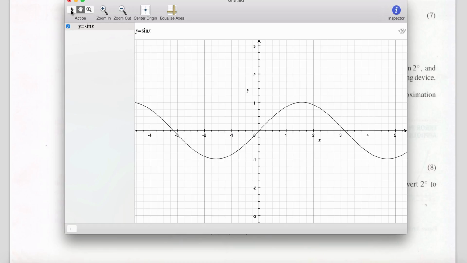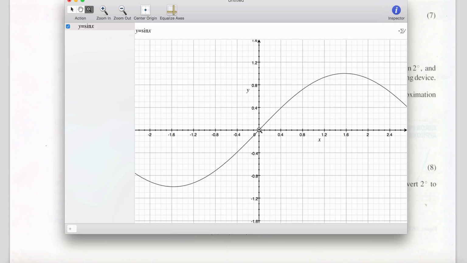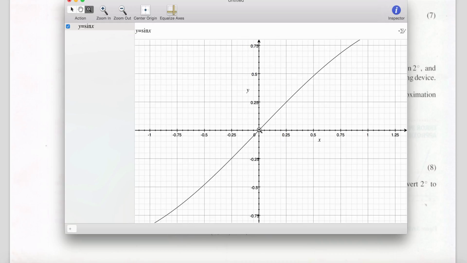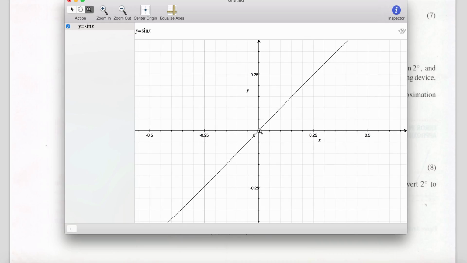Okay. So what I want to do now is zoom in around x equals 0. And look what happens when I start to zoom in around x equals 0. Do you still see the curve? How about now? Look what just happened. It looks more and more linear.